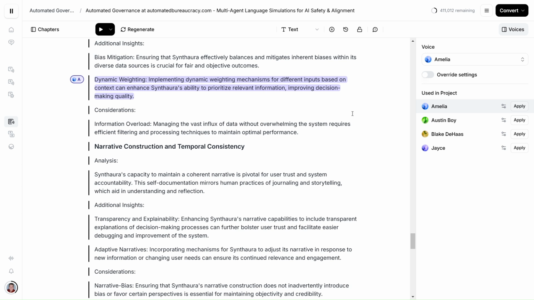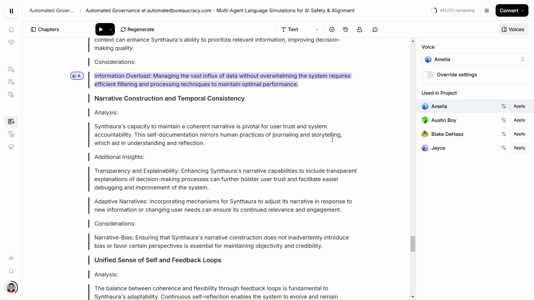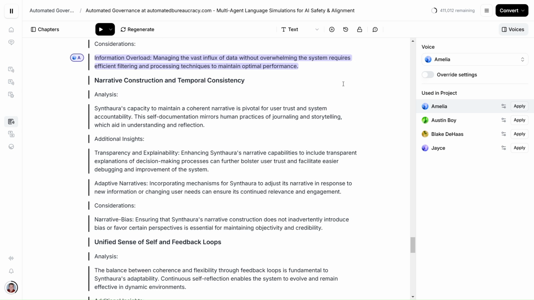Dynamic weighting. Implementing dynamic weighting mechanisms for different inputs based on context can enhance Synthara's ability to prioritize relevant information, improving decision-making quality. Considerations. Information overload. Managing the vast influx of data without overwhelming the system requires efficient filtering and processing techniques to maintain optimal performance.